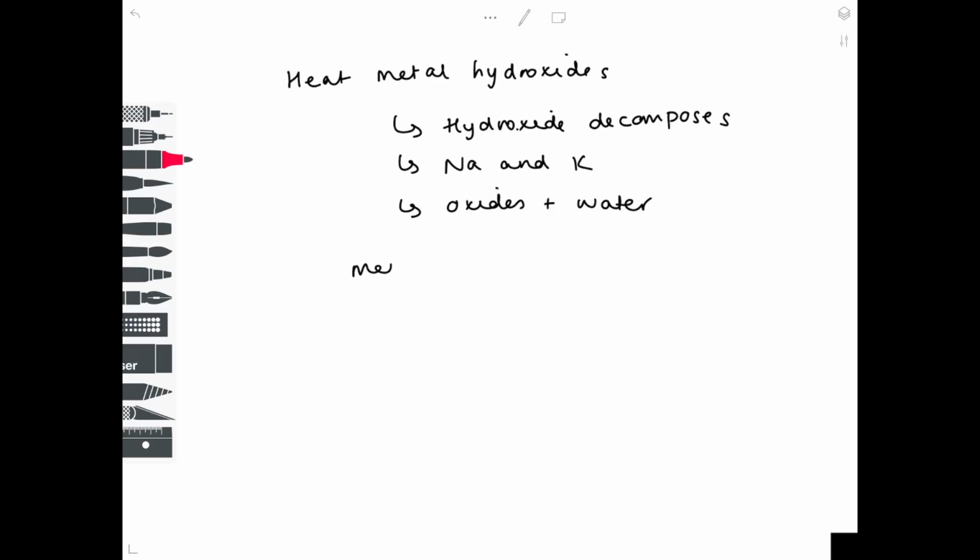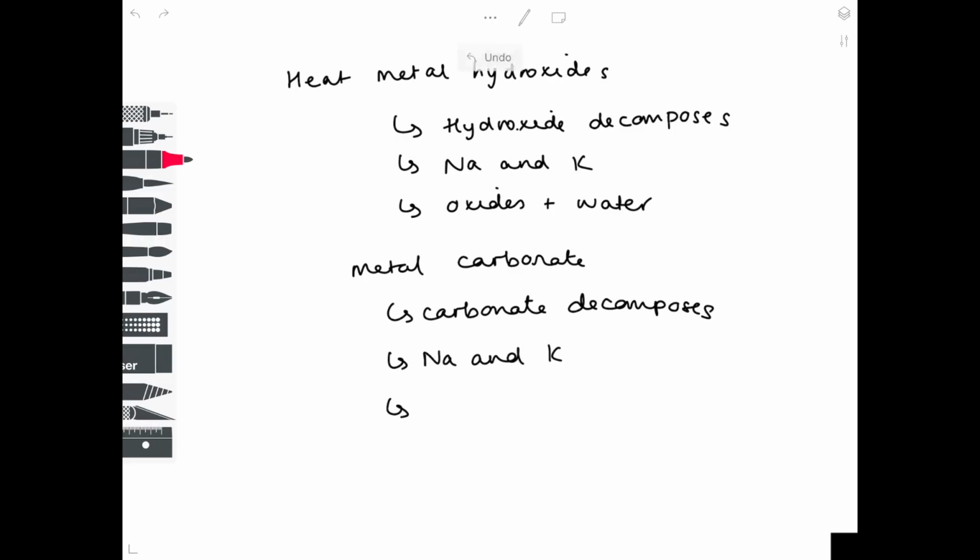If you have a metal carbonate now, you find a similar sort of situation, which is that the carbonate decomposes, the exception again being sodium and potassium. But this time, as your products, you're going to produce oxides and, as the name should hopefully suggest, carbon dioxide.